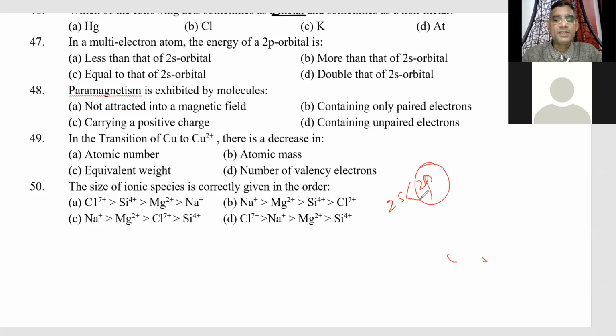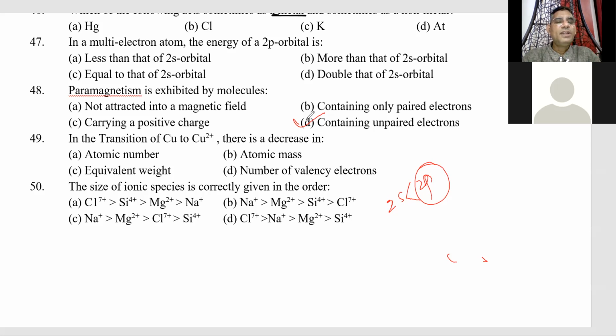Now question number 48. D, containing unpaired electrons. Yes, very good. So easy it is. It's a state of mind. If you know the entire periodic table and have proper practice, then you will do all these questions in just 30 minutes, or less. Only 2-3 questions need effort. Otherwise, every question is so easy. Next is 49. D, Cu2 plus. Yes, very good.